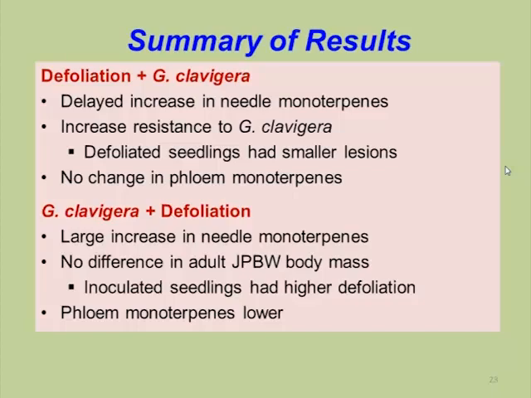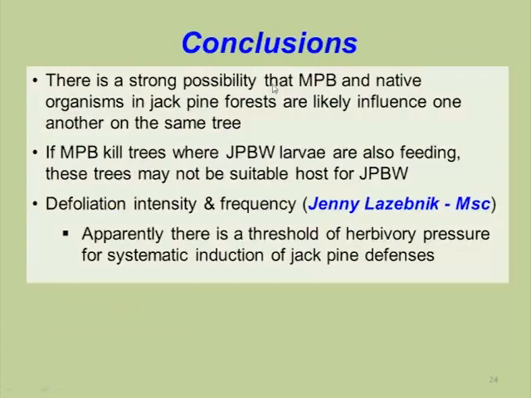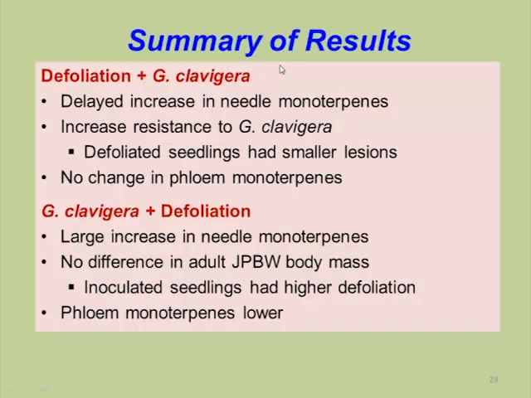In this category, defoliation then clavigera, we've seen a delayed increase in needle monoterpenes due to defoliation and the fungus. We see increased resistance to the fungus. It's very interesting. When we inoculate them, we see smaller lesions. Smaller lesions, there is some speculation, but usually indicate that the plants are resisting the development of the fungi, so they don't really grow well. We didn't find any changes in the phloem monoterpene concentration.